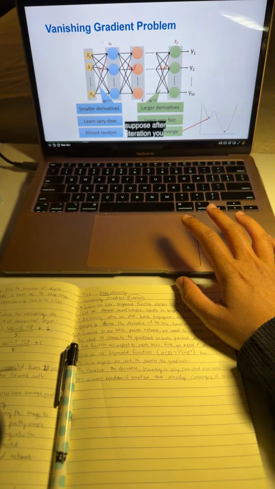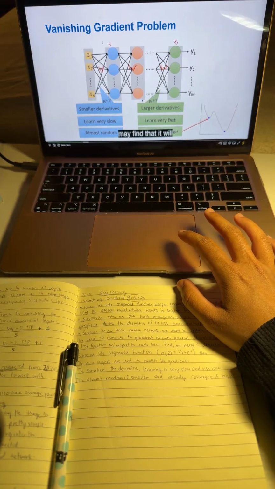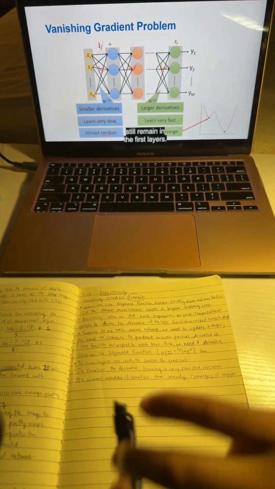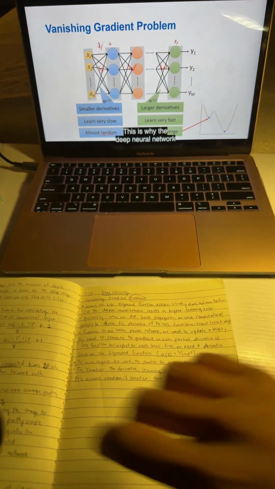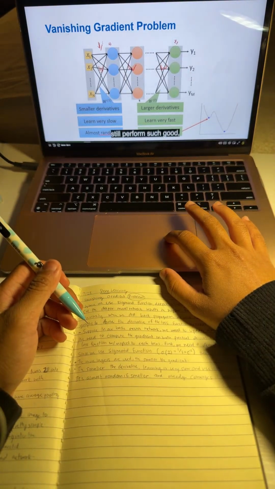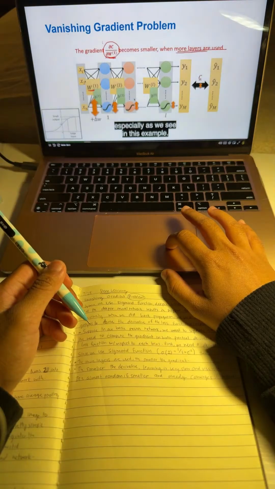Okay. Suppose after several iterations, we will find out the weights still remain random in the first several layers. So this is why the deep neural network still does not perform so well, especially as we see.